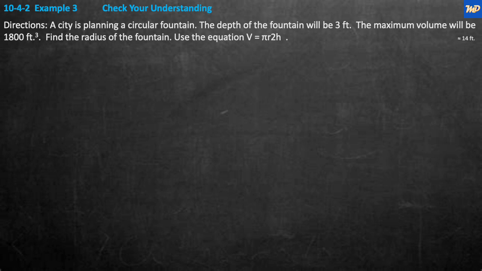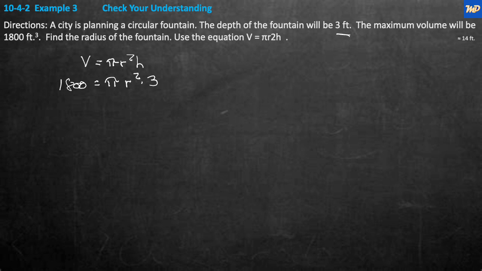Use the equation V equals pi r squared h. Okay, so I'm going to write it down. V is equal to pi r squared h. And what do we know? We know the volume, 1,800 cubic feet, is equal to pi times, we don't know r, and we know h is 3 feet. They tell us that, 3 feet right here.